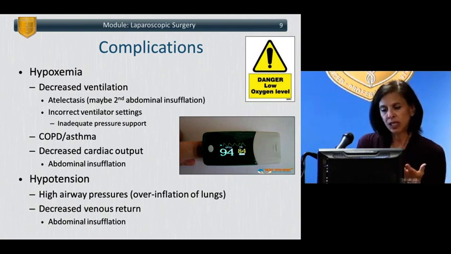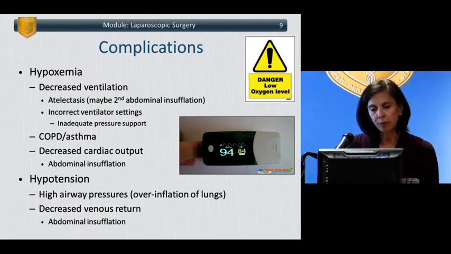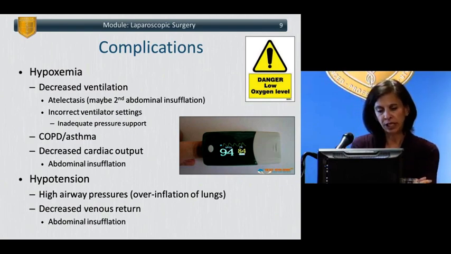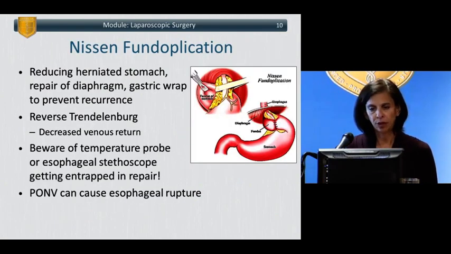But remember, don't just think about ventilation and pulmonary issues being the reason for hypoxia. Think about decreased cardiac output. We mentioned it again now. Decreased cardiac output can result in hypotension, and high airway pressures can result in hypotension because of decreased venous return as well. So these can be a vicious cycle, where one leads to the other: excess ventilation, decreased venous return, more hypotension, more decreased cardiac output, etc.